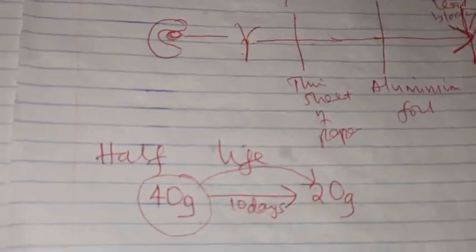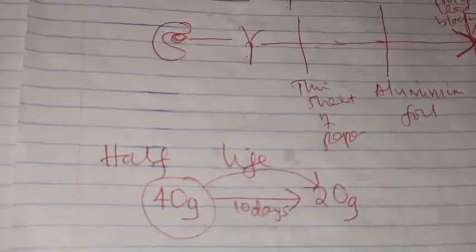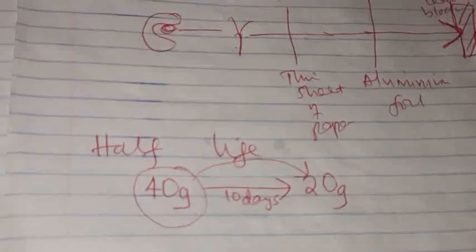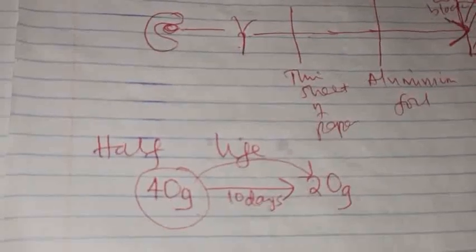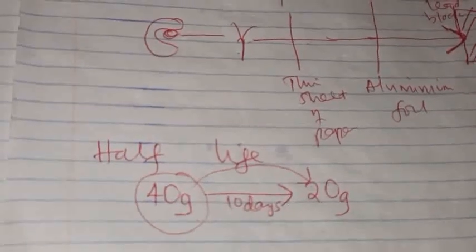The time taken, now 10 days in this case, for a particular radioactive substance or nuclide to reduce to half its original mass is what we refer to as half-life. The time taken for a radioactive substance to reduce to half its original mass is what you call half-life.